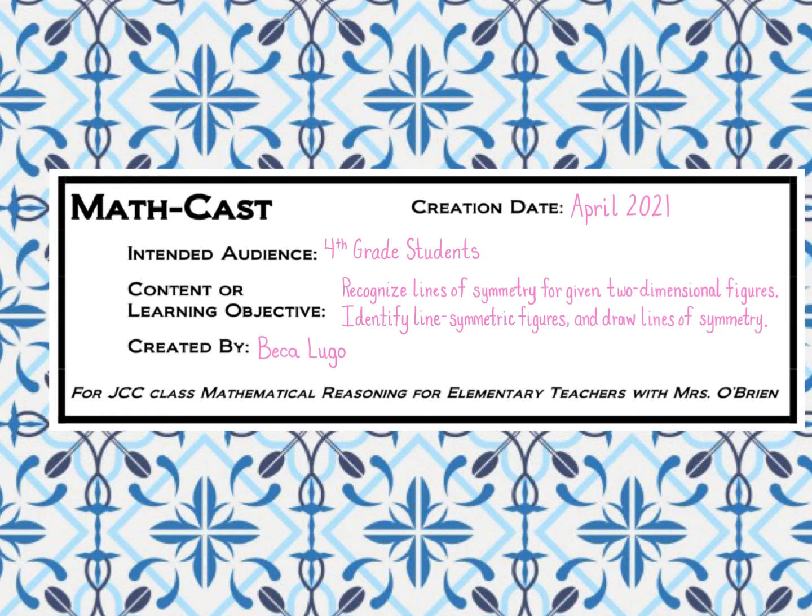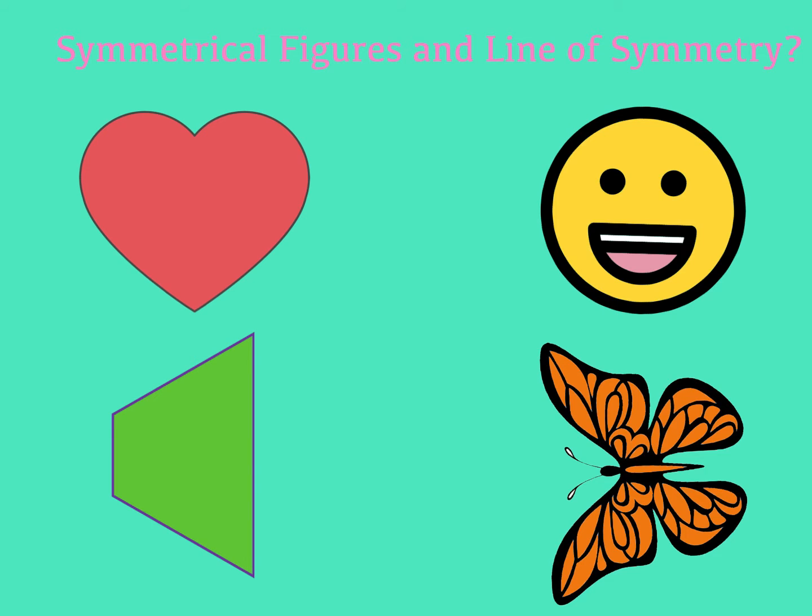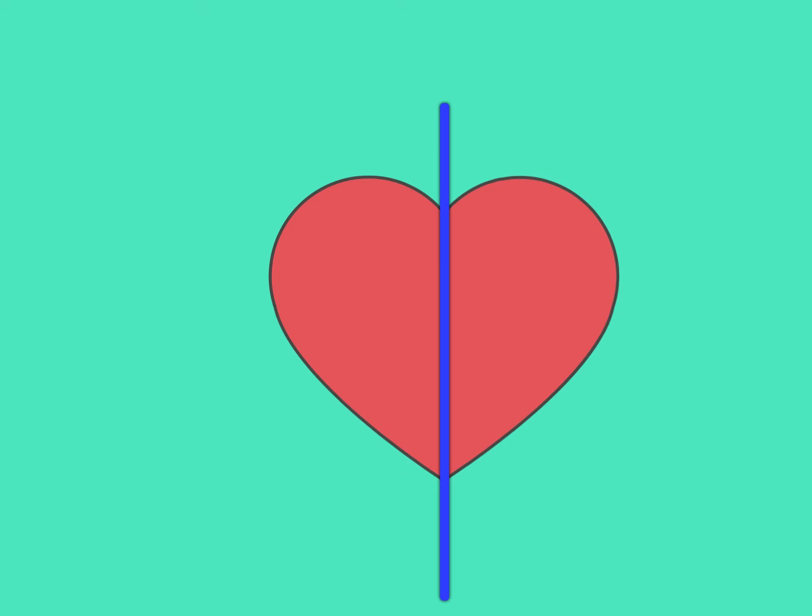The learning objective is to recognize lines of symmetry for given two-dimensional figures, identify lines of symmetric figures, and draw lines of symmetry. So what are symmetrical figures and lines of symmetry? Here we have 4 different figures. Let's begin with a heart.